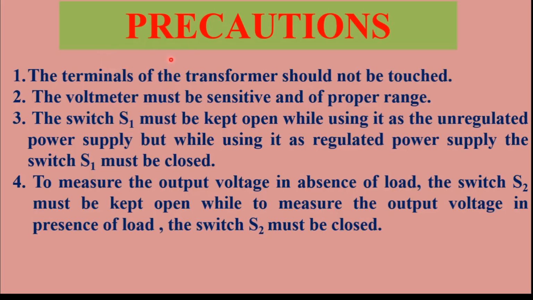In performing the experiment, the following precautions should be taken. The first precaution is that the terminals of the transformer should not be touched. The voltmeter must be sensitive and of proper range. The switch S1 must be kept open while using it as unregulated power supply, but while using it as regulated power supply the switch S1 must be closed. To measure the output voltage in the absence of load the switch S2 must be kept open, while to measure the output voltage in the presence of load the switch S2 must be closed.